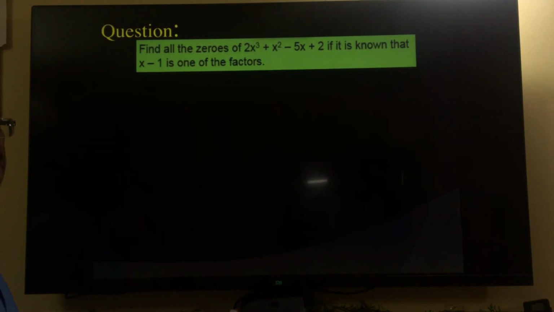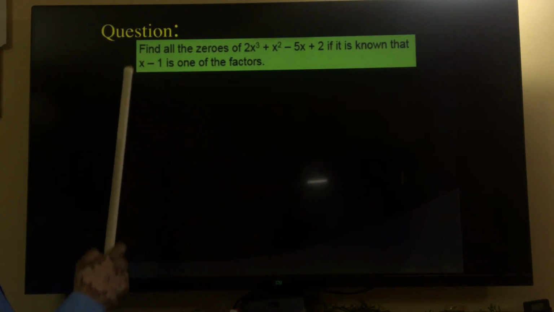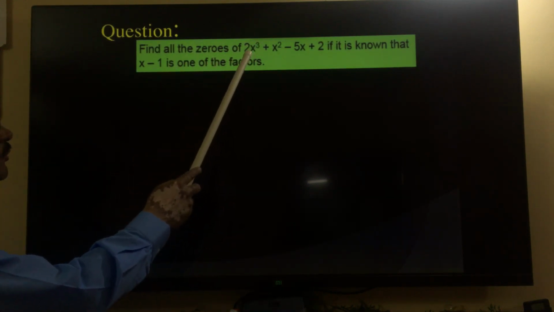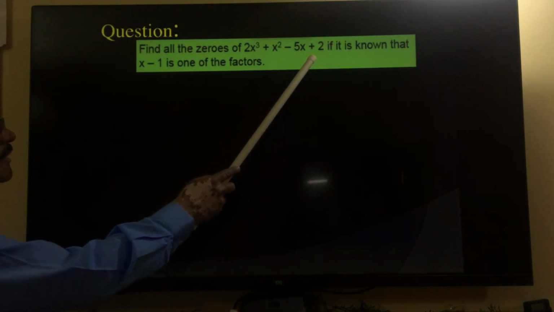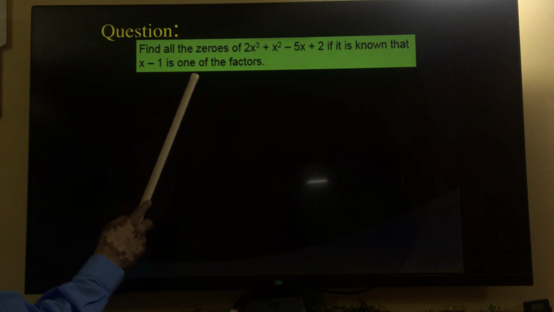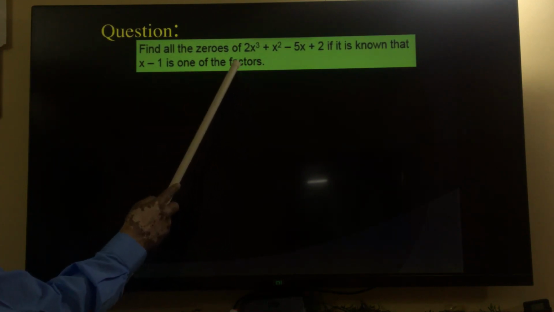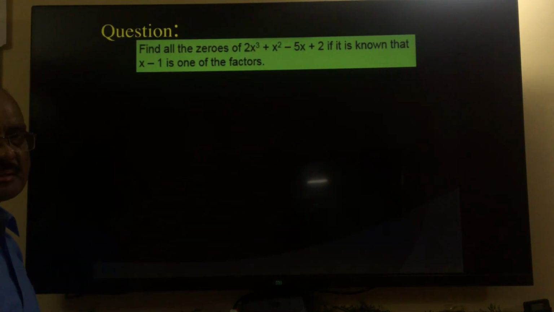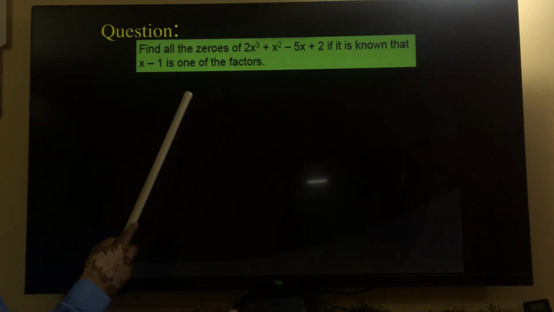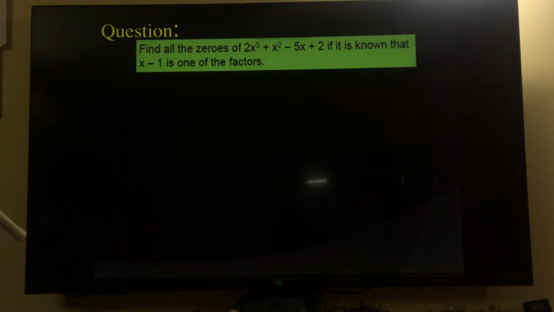Now this we can understand with the help of this question. Question is: find the zeros of 2x cube plus x square minus 5x plus 2, if it is known that x minus 1 is one of the factors. So here the highest power is 3. This is also known as the degree of the polynomial, and whatever the degree of the polynomial, that many should be the values of x or the zeros of the polynomial, or we can say these are the solutions of the polynomial.